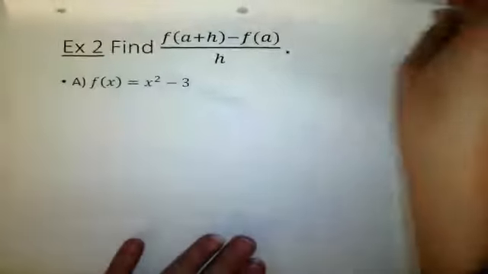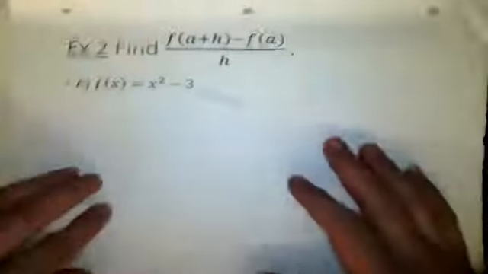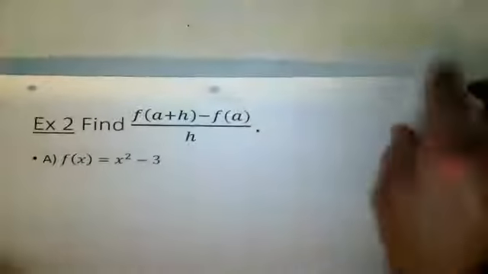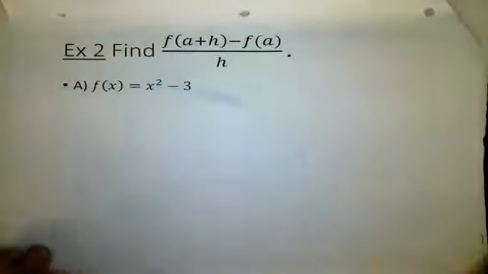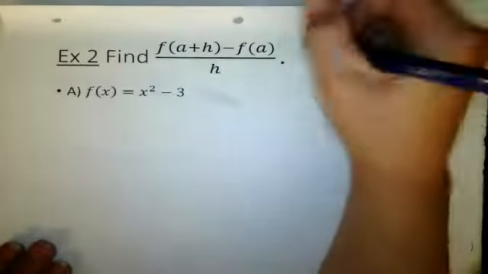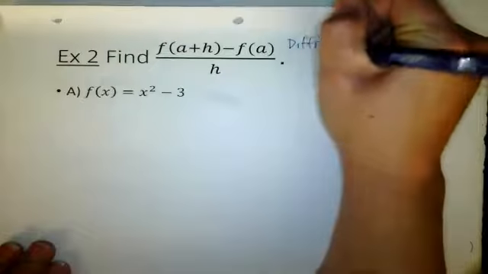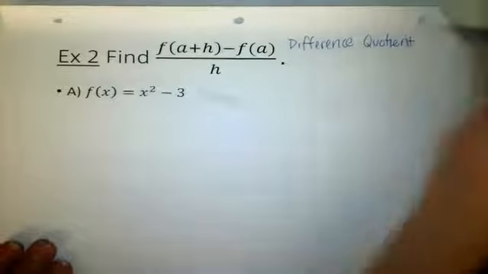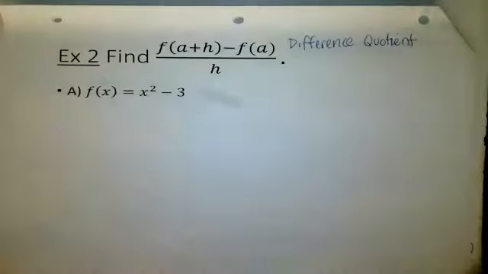Okay. This is the last one, then. I think it's gonna be the last one. This is called the difference quotient. It's actually fine because the difference quotient is the foundation of calculus. It is how calculus was derived.